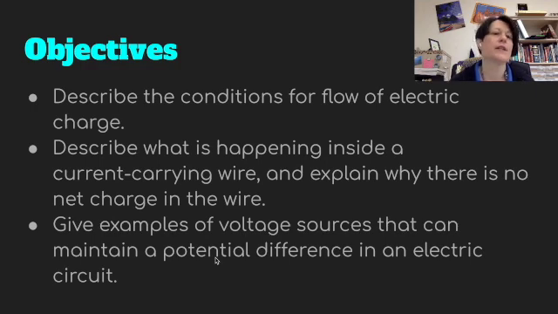So our objectives for today's video are to describe the conditions for flow of electric charge, describe what is happening inside a current carrying wire and explain why there is no net charge in the wire, and give examples of voltage sources that can maintain a potential difference in an electric circuit.